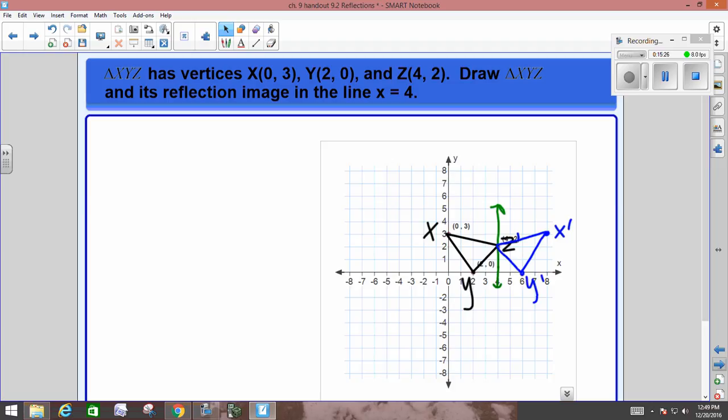Questions on reflections? Make sure you label your points. Okay, X prime, Y prime, Z prime, and whatnot.